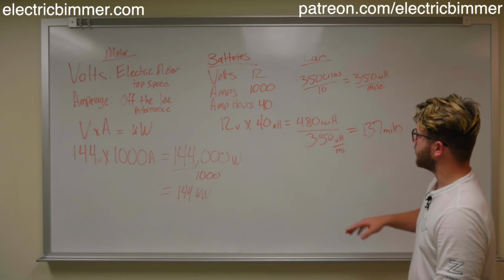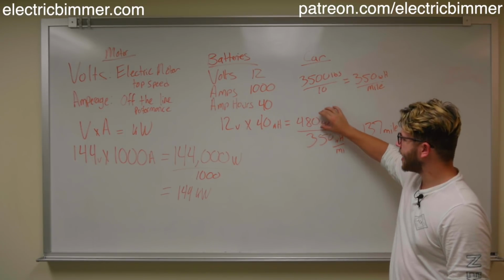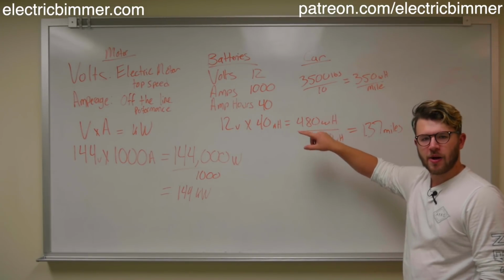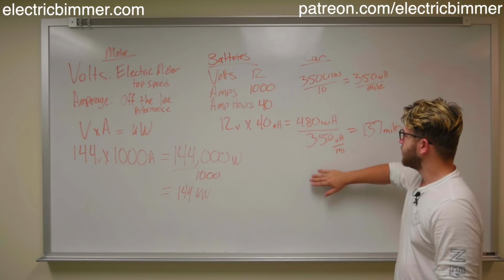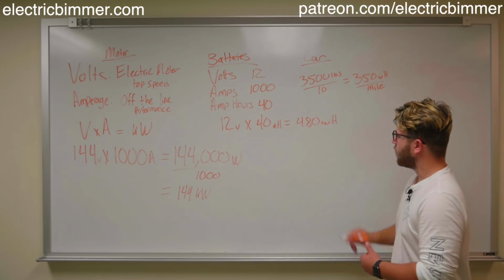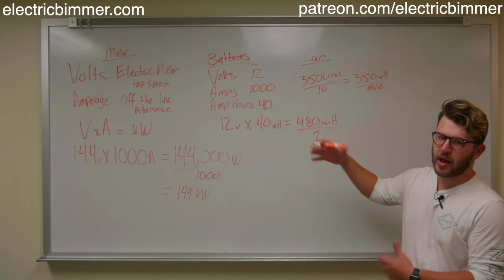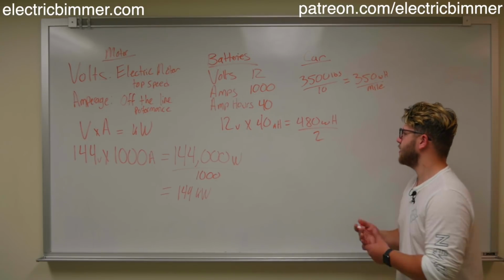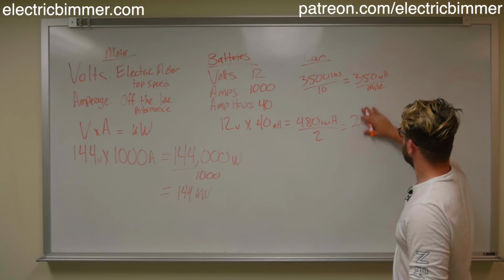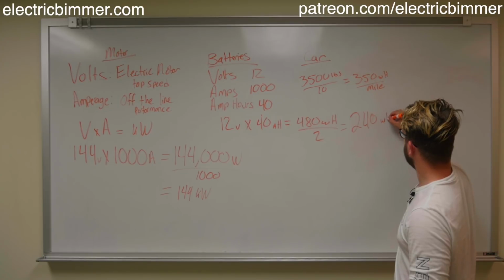So what we're going to do is modify our number of watt hours, because again, this is the maximum number of watt hours we can get from this battery, but we don't want to take all of its watt hours because then it just won't work anymore. So we're going to take that 480 and divide it by 2, because I said about half the battery capacity is recommended. So we're going to get 240 watt hours.